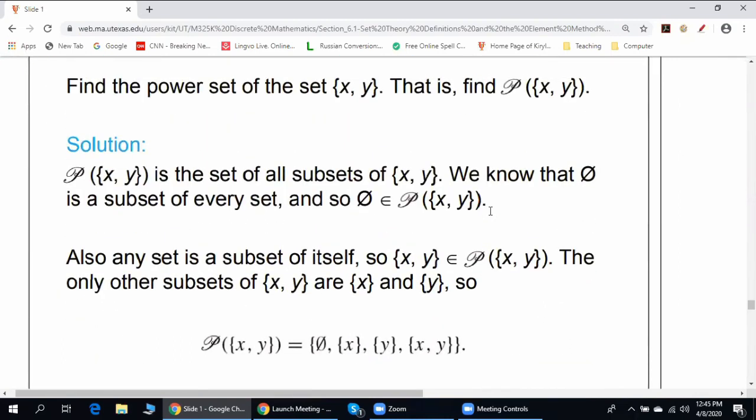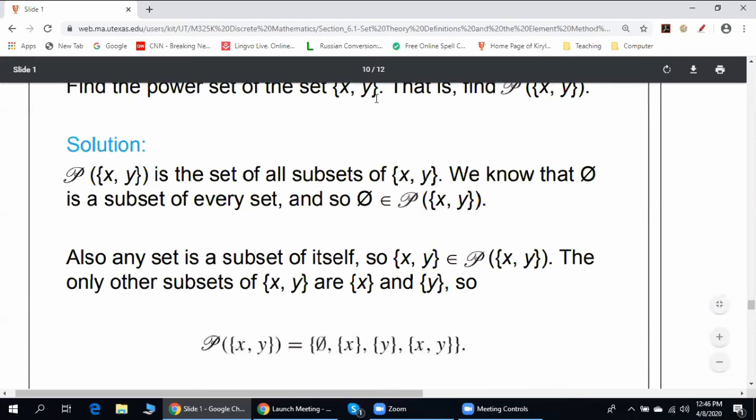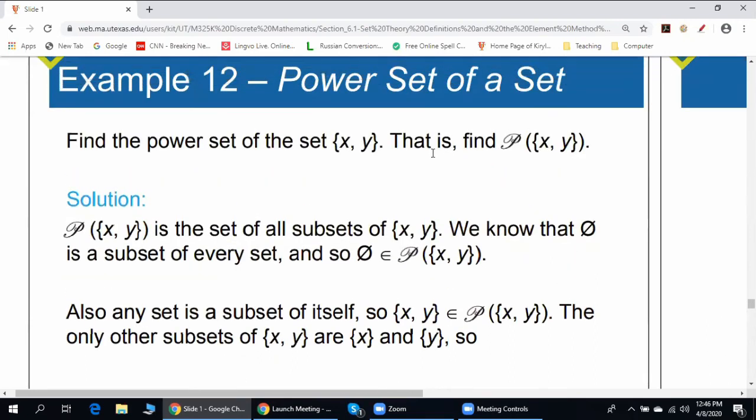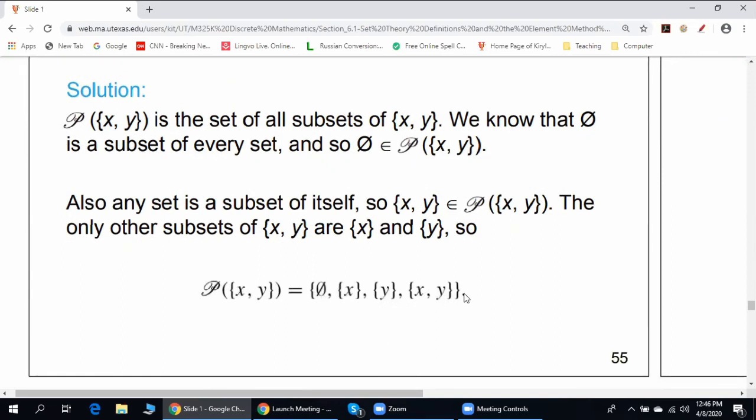Then the power set consists of 4 sets. We always start with the empty set, because the empty set is a subset of any set. So the empty set, then the set that consists of just X, the set that consists of just Y, and the set that consists of both X and Y. So what we see here is the power set of this set. By the way, one can show that if our set consists of n elements, its power set has 2 to the nth power elements. For example, our initial set consists of 2 elements. Its power set has 2 squared elements, 4.